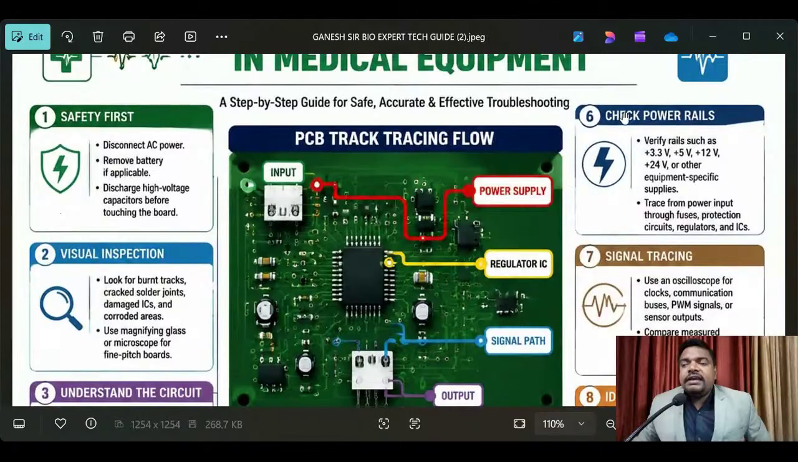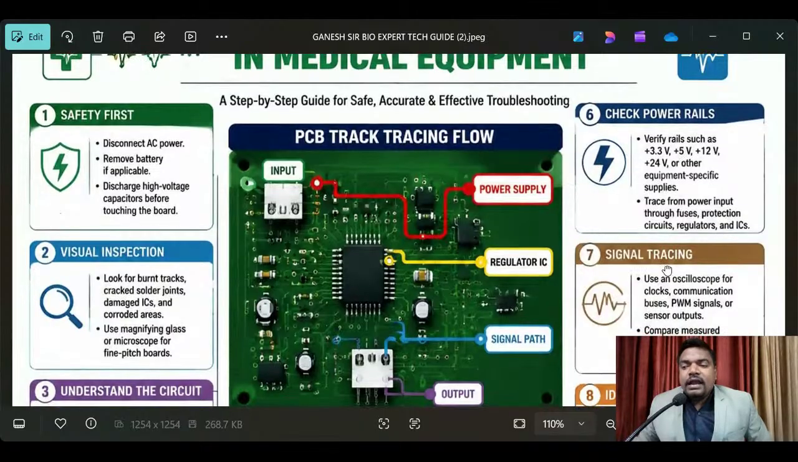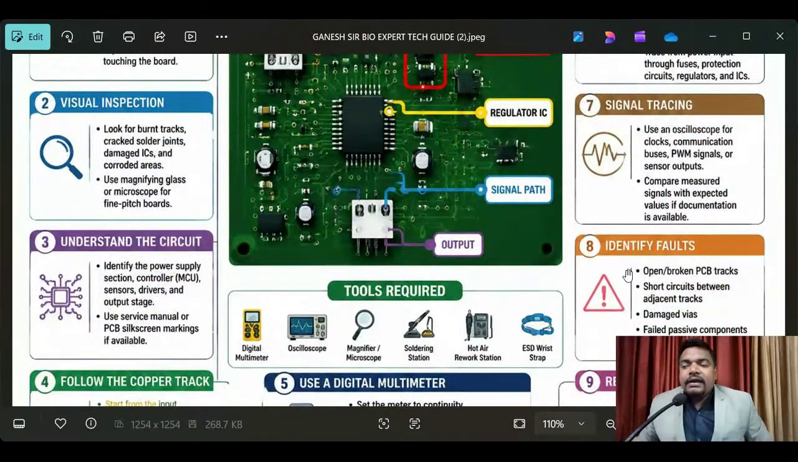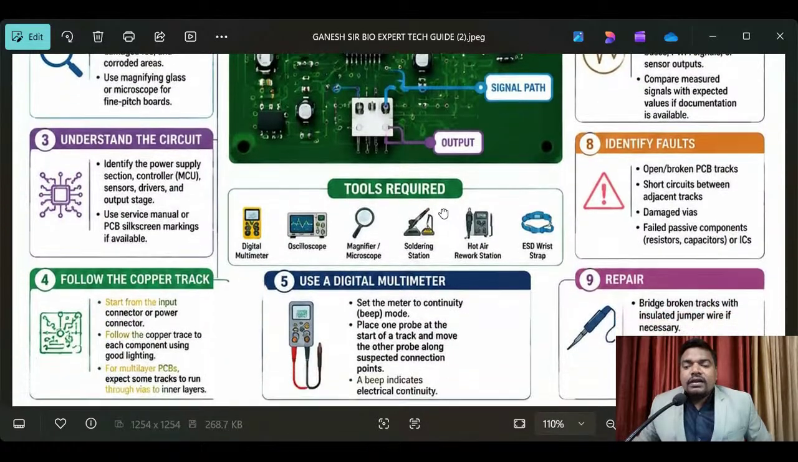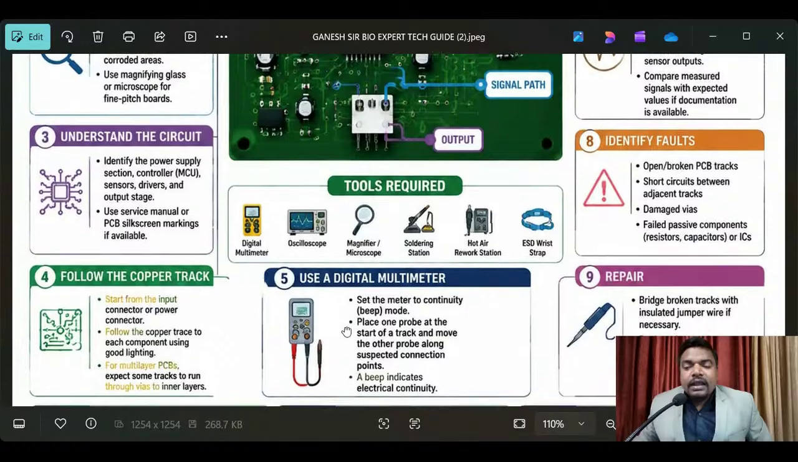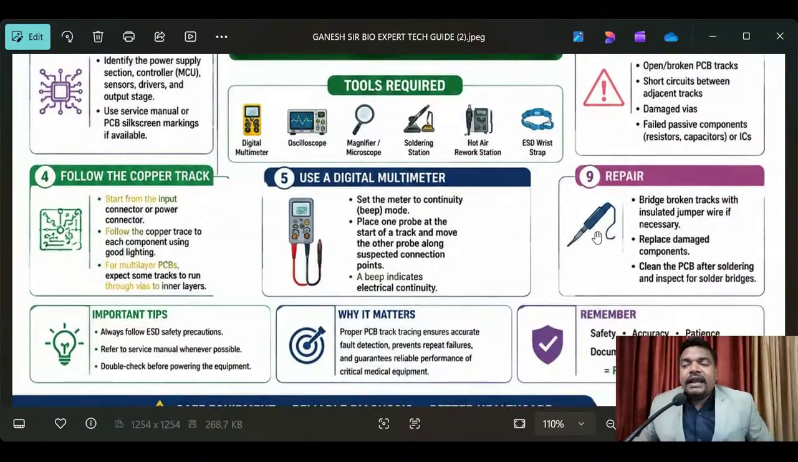Sixth, check power rails and signal tracing. Eighth point is identify faults. And tools required: use a digital multimeter and repair tools. Okay, based on these points I will give the explanation in this slide presentation.